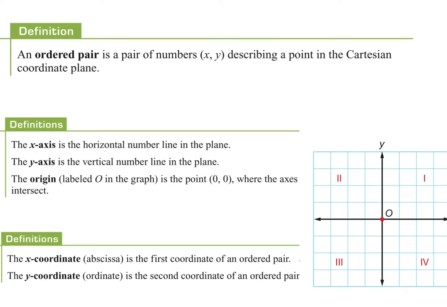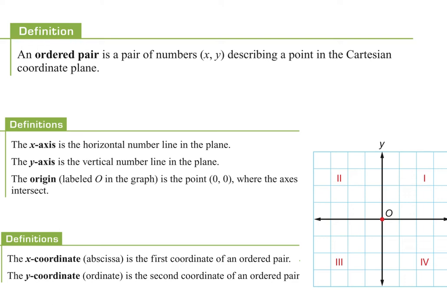We have some axes and an origin. The x-axis is your horizontal axis. It runs horizontally. You have your y-axis, which runs vertically. And then you have the origin, which is the point (0, 0). It is in the center of where those two meet. You do have your quadrants in your coordinate plane. It goes counterclockwise, starting in the top right: quadrant 1, quadrant 2, quadrant 3, and quadrant 4.